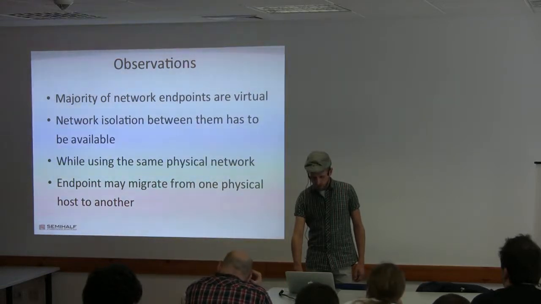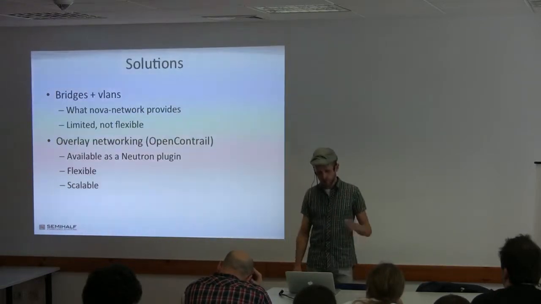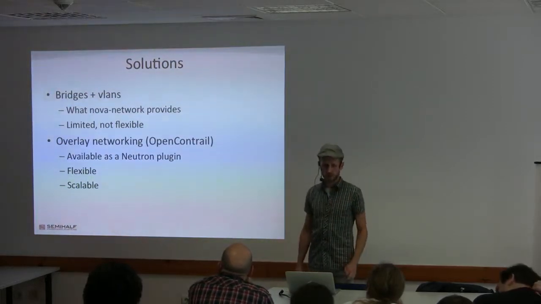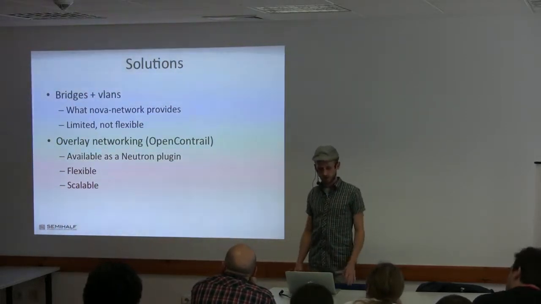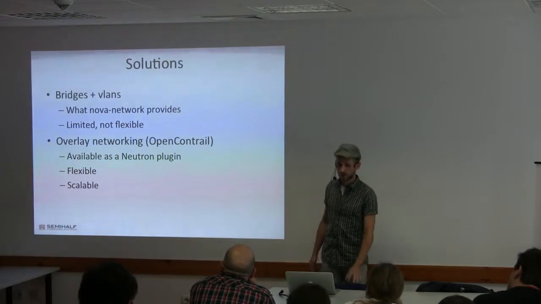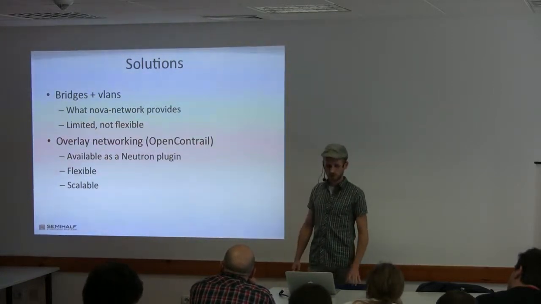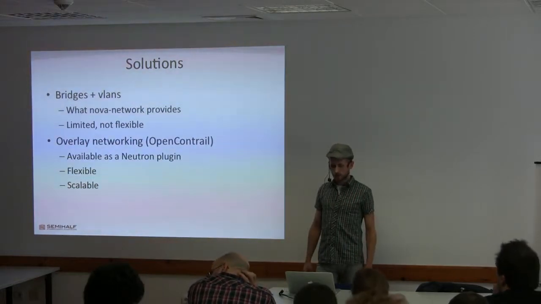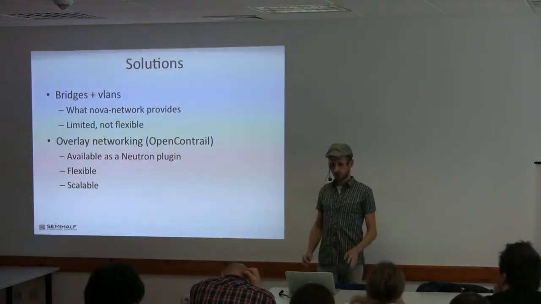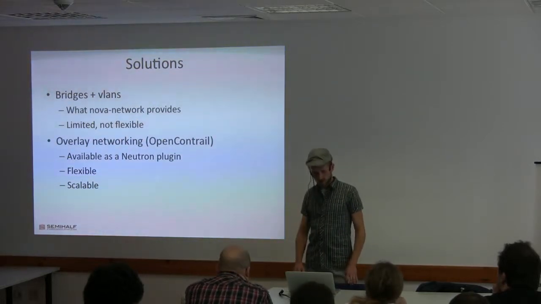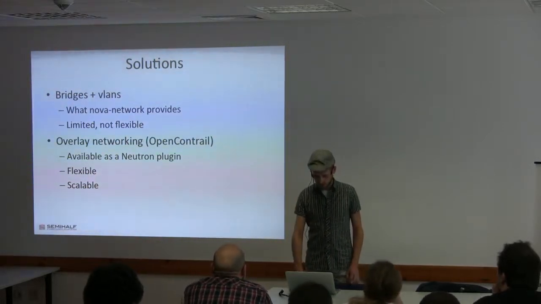And there are some solutions. There are many solutions; I would like to present two of them. One is bridges and VLANs, which is what OpenStack actually does by default. That's what I was talking about previously. And the other is overlay networking, which is what OpenContrail is doing. I'll try to compare them, and in a minute we will see why the latter is a much better solution.